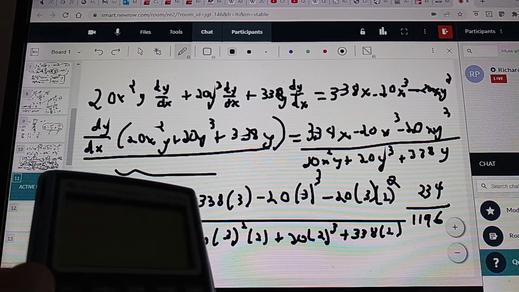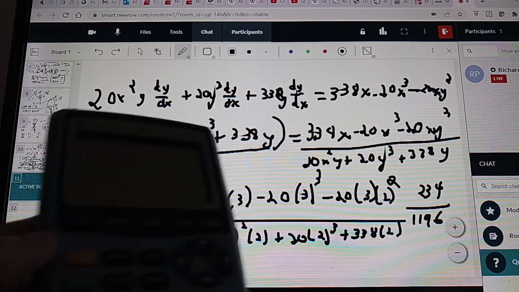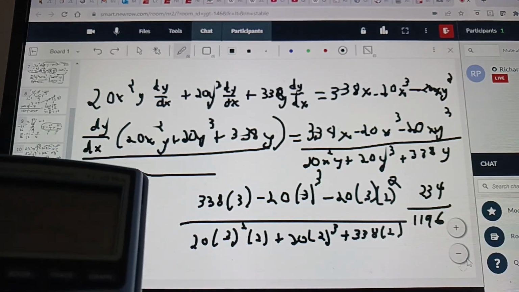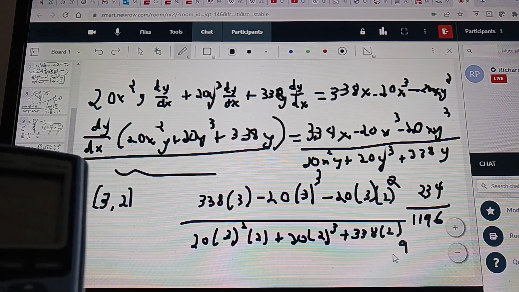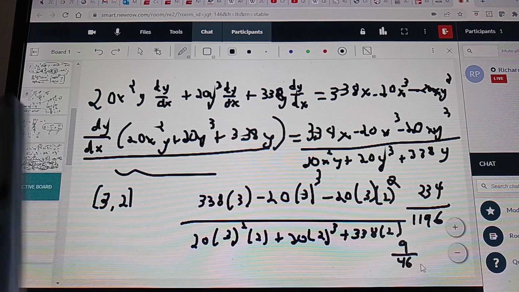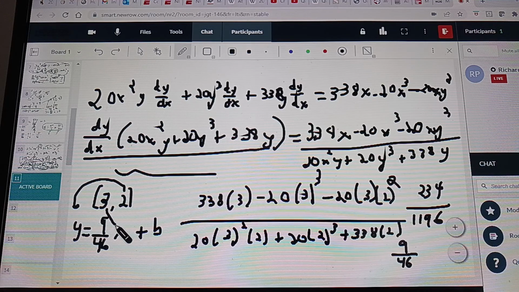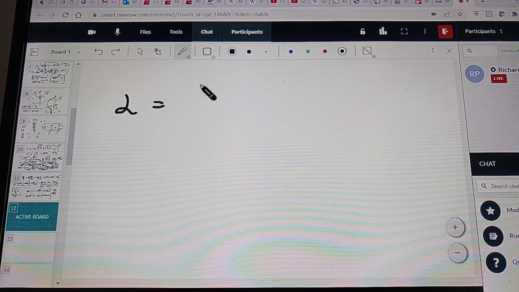So 234 divided by 1196, type it in as a fraction. Math, enter, enter. It did reduce significantly to 9 over 46. That helps. But certainly not anything anybody would guess. But we now know half the answer. Half of the answer is y equals 9 over 46x plus b. And we just have to plug 2 in for y, 3 in for x, and we can solve for b. So 2 equals 9 over 46 times 3 plus b.